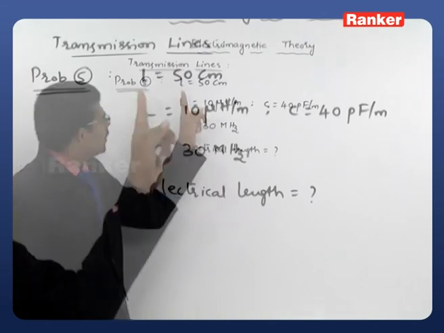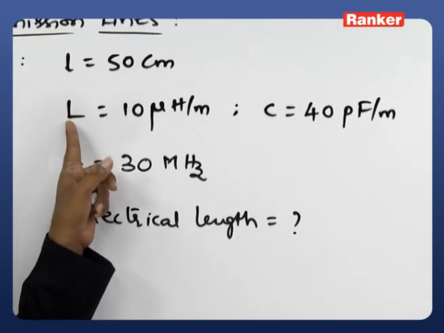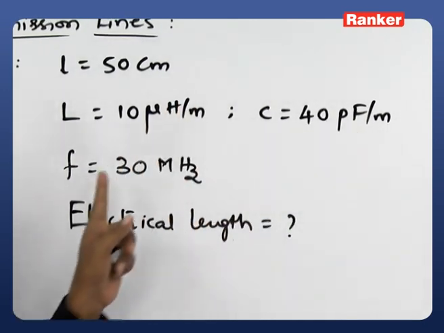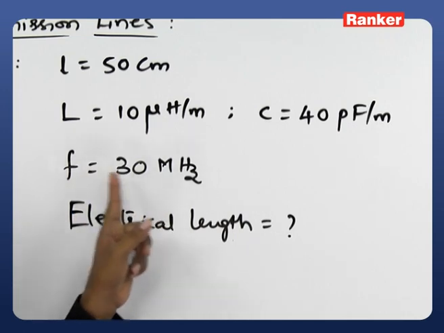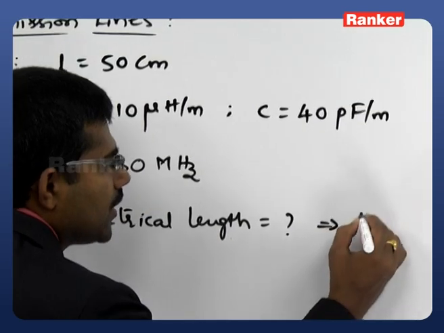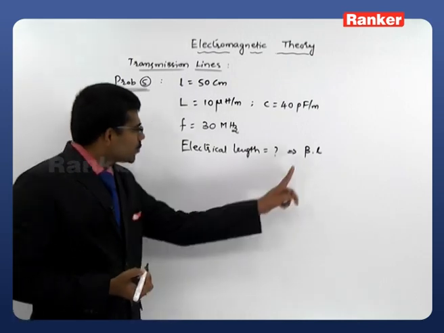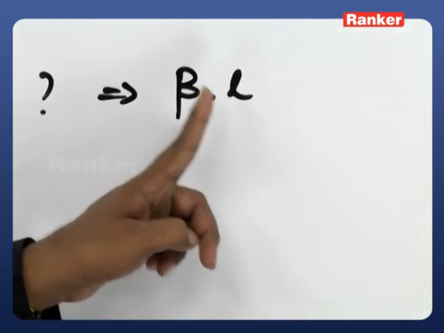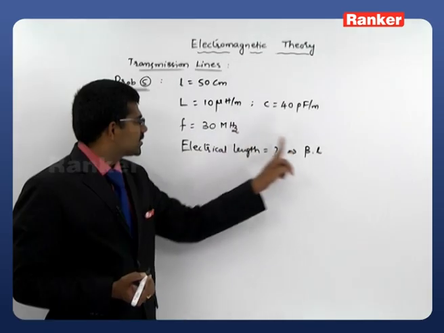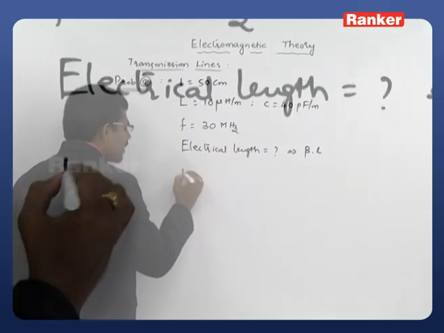In the problem, the data given is the length of our transmission line, 50 cm; L, that is inductance per meter, is 10 microhenry per meter; capacitance is 40 picofarad per meter; and the frequency of operation is 30 MHz. Now we require the electrical length. Electrical length is simply defined as beta multiplied by the length of the transmission line. As the length is given, we are supposed to calculate the phase constant beta. Then beta into L is the electrical length of our transmission line.